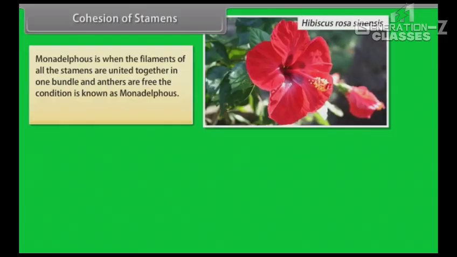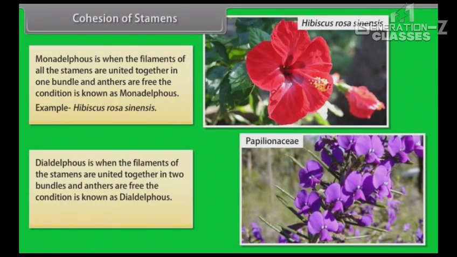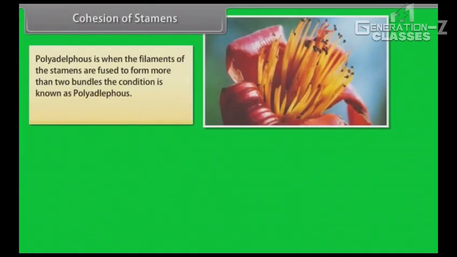Monadelphous is when the filaments of all stamens are united together in one bundle and anthers are free. Example, Hibiscus rosa sinensis. Didelphous is when the filaments of the stamens are united together in 2 bundles and anthers are free. Example, Papilionaceae. Polyadelphous is when the filaments of the stamens are fused to form more than 2 bundles. Example, citrus.